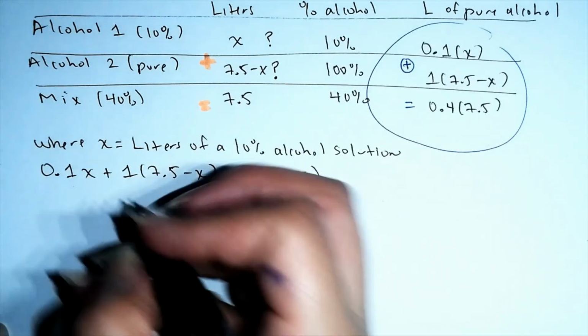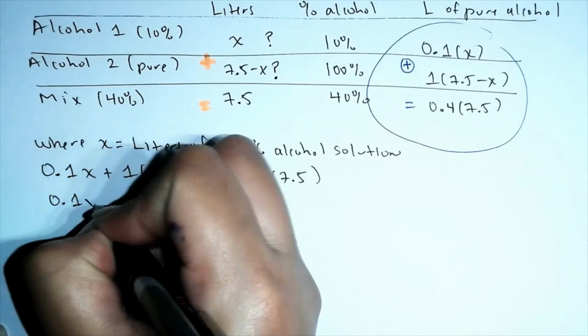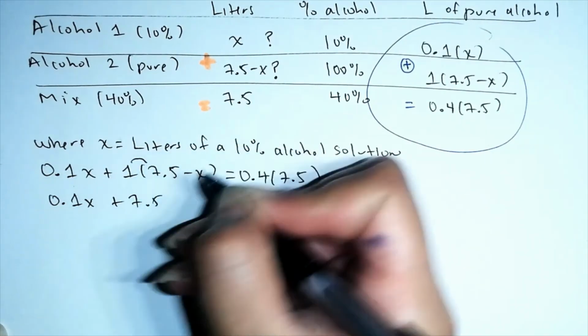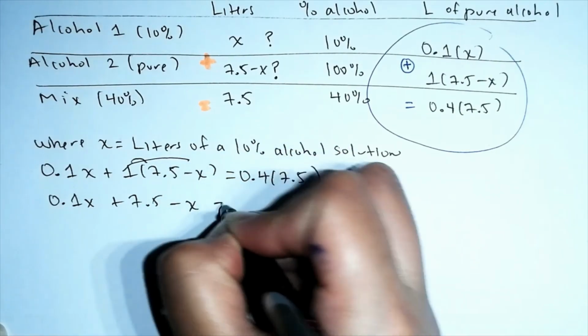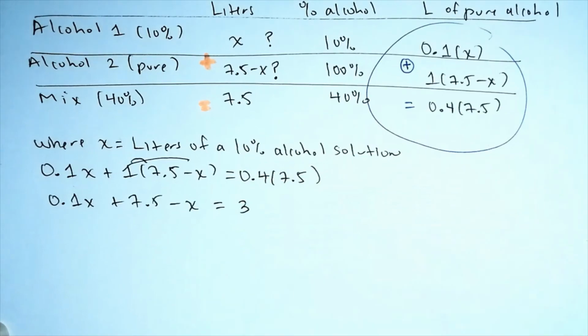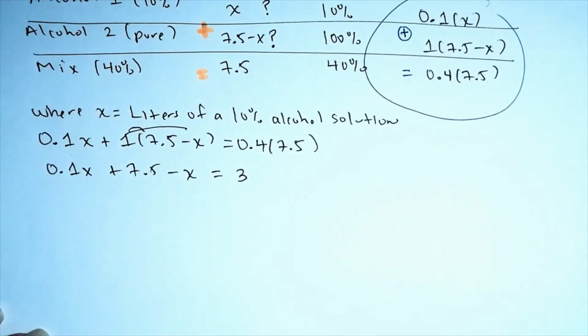Okay, so we have 0.1x, distribute the 1. So that'll give us plus 7.5 minus x equals 0.4 times 7.5, which gives us 3. Okay, I punched it in. Right, let's go ahead and combine the like terms.